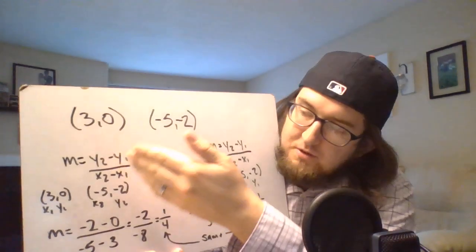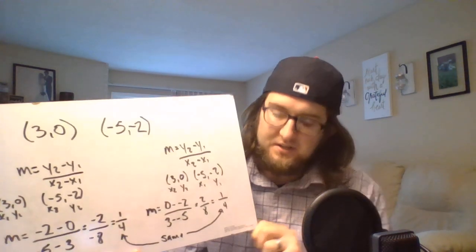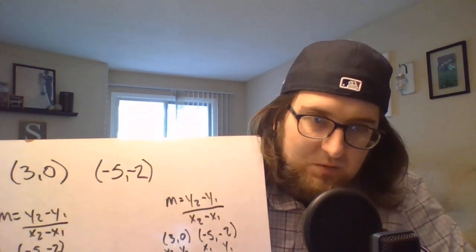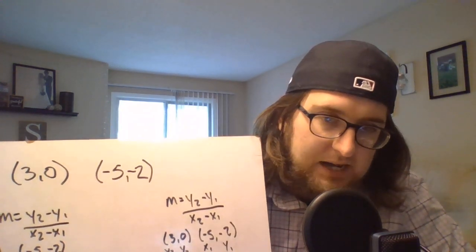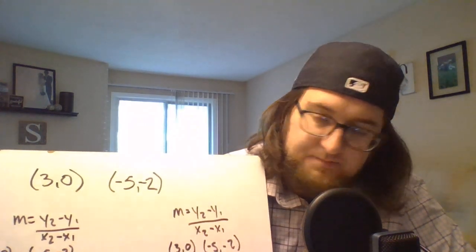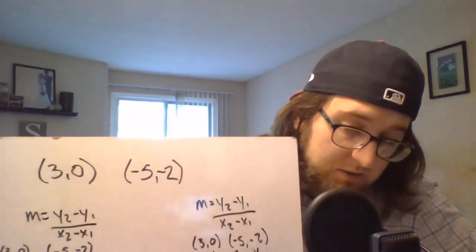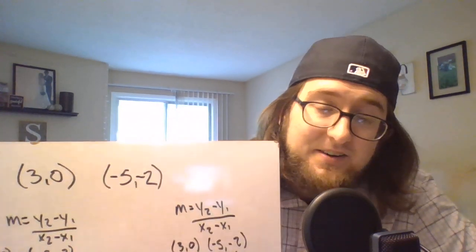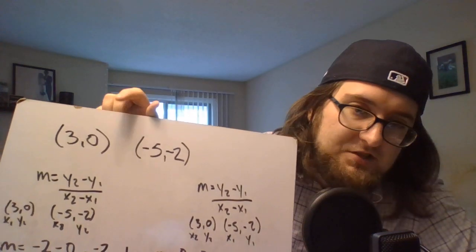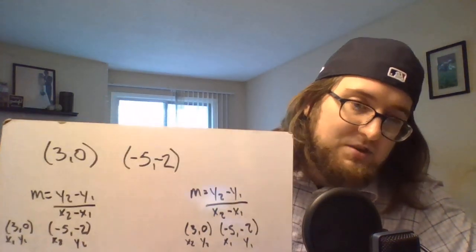We've got 3, 0, -5, -2. So we're going to use the formula m equals y2 minus y1 over x2 minus x1. And I remember I told you y2 just means the second y. y1 just means the first y. x2 is the second x, x1 is the first x. So how do I know which one's the first y and which one's the second y? Well, it honestly does not matter. What matters is if I call 0 my y2, I have to call 3 my x2. That's the only thing that matters.